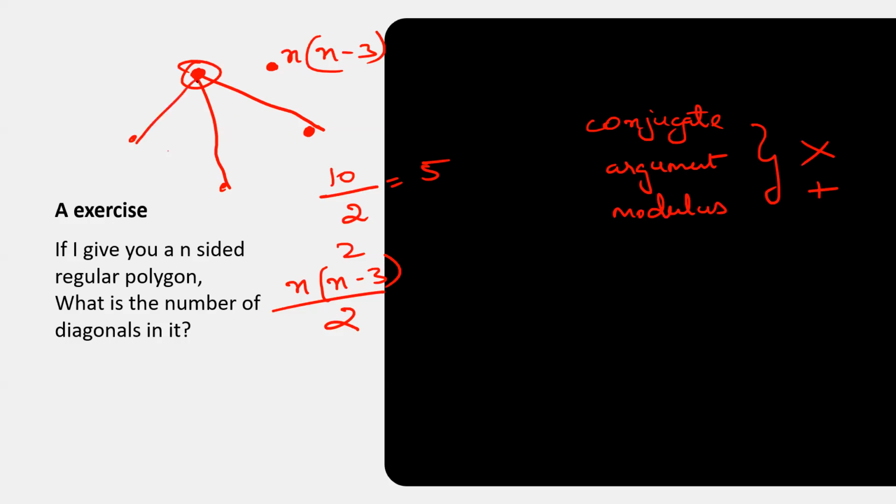But 2 of them are useless. They form sides. They don't form diagonals. So you ignore the 2. So it becomes n minus 3.